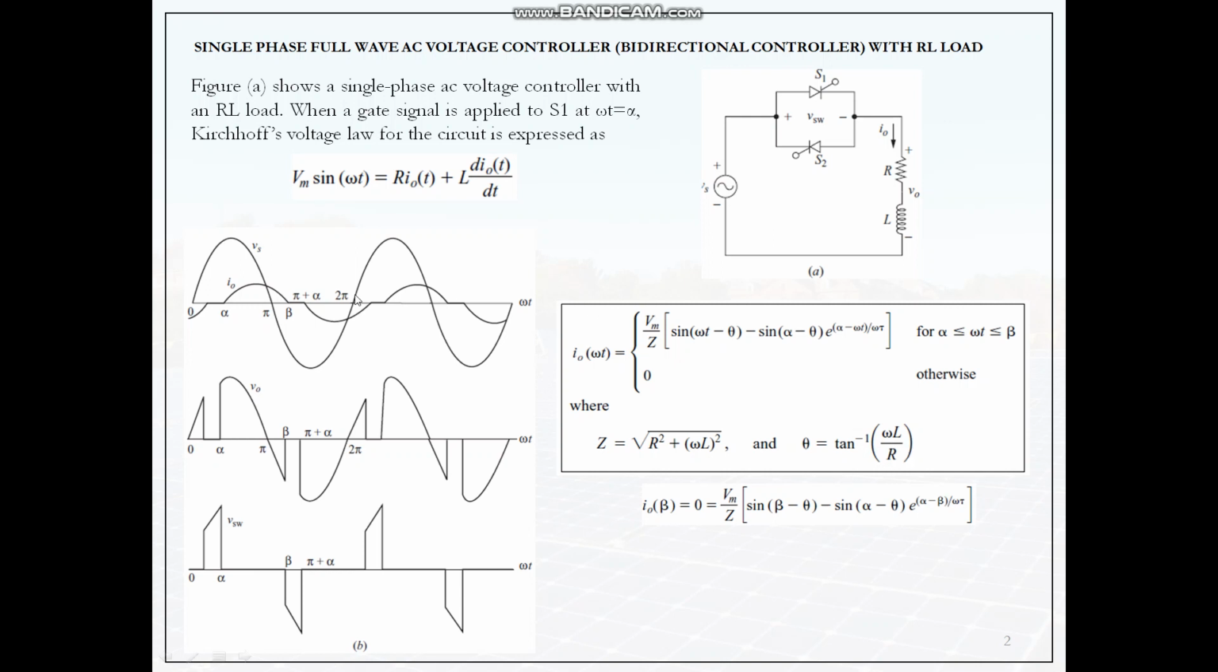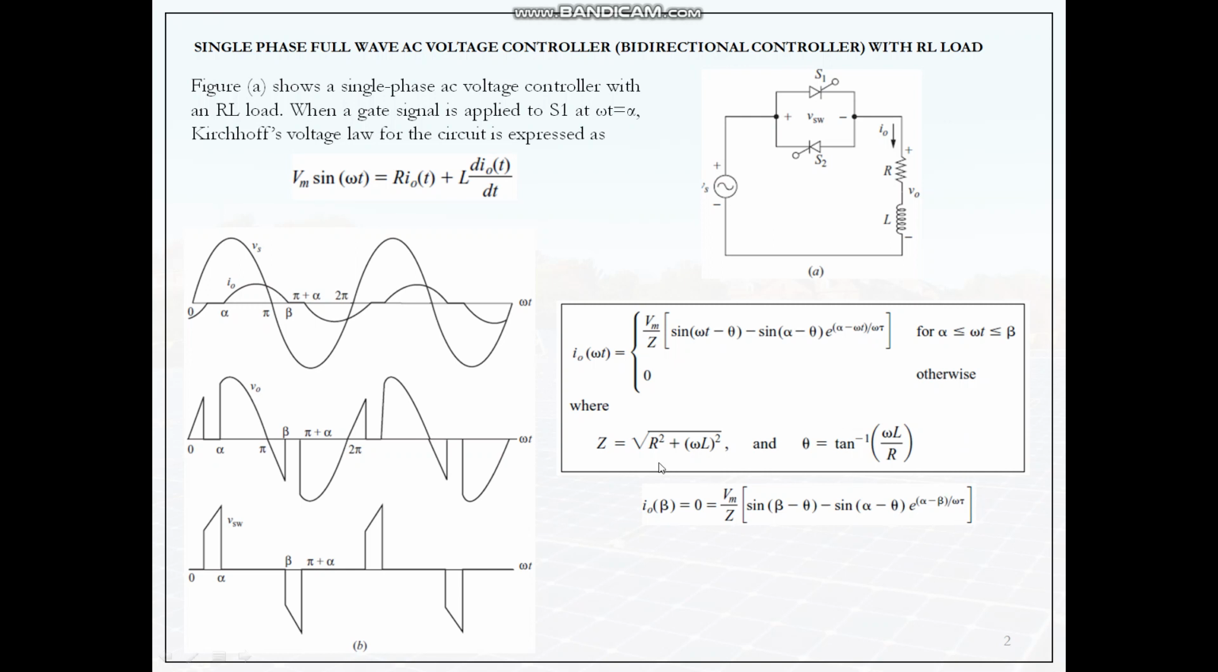and theta is the phase angle, that is tan inverse omega L upon R. Okay, so you can see from here that if you want to calculate the beta value, you can do that by substituting I naught at beta to be 0, which is equal to Vm upon Z. So omega t you have to substitute beta, so beta minus theta, minus sine alpha minus theta, sine alpha minus, again omega t you have to substitute beta divided by omega tau.